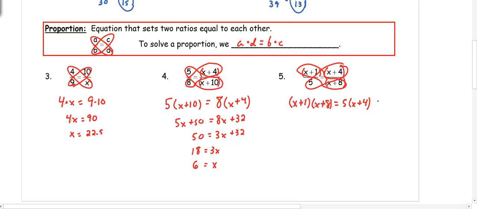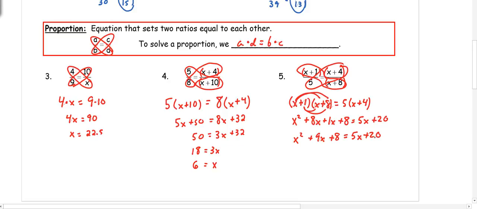So when I multiply x times x is x squared, x times 8 is 8x, 1 times x is 1x, 1 times 8 is 8, equals 5x plus 20. So I can combine like terms and I get x squared plus 9x plus 8 is equal to 5x plus 20. So because there's an x squared, we're going to have to factor.